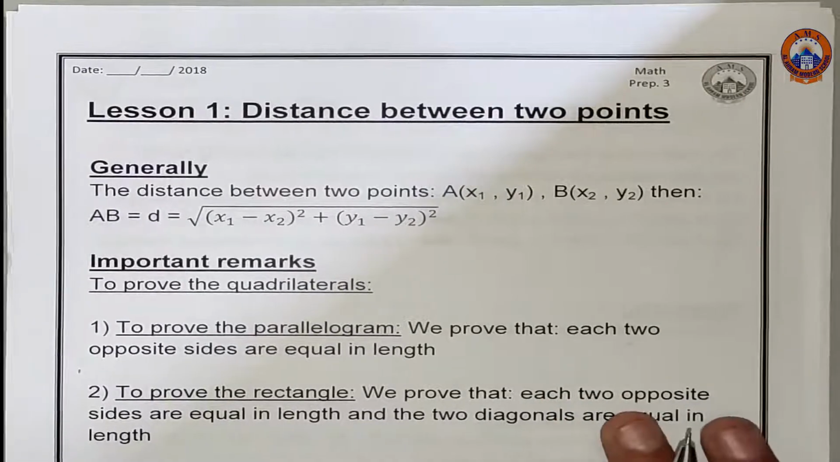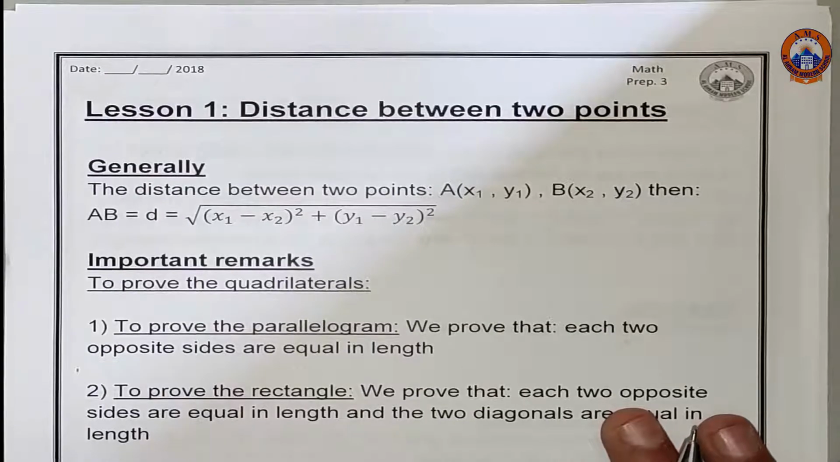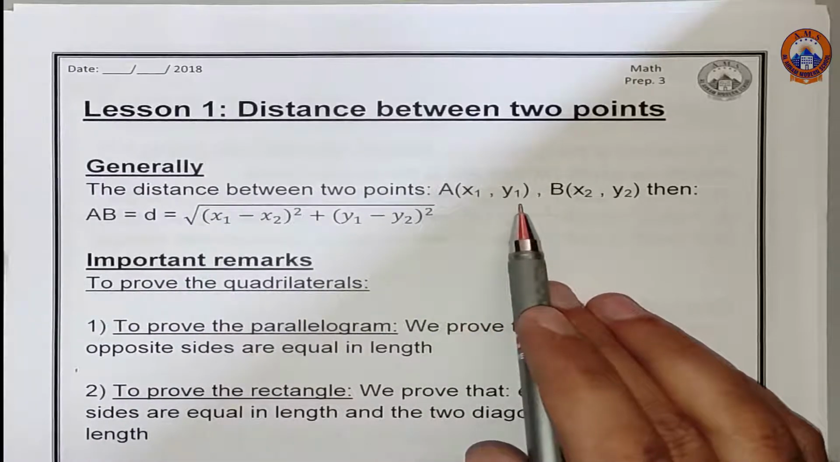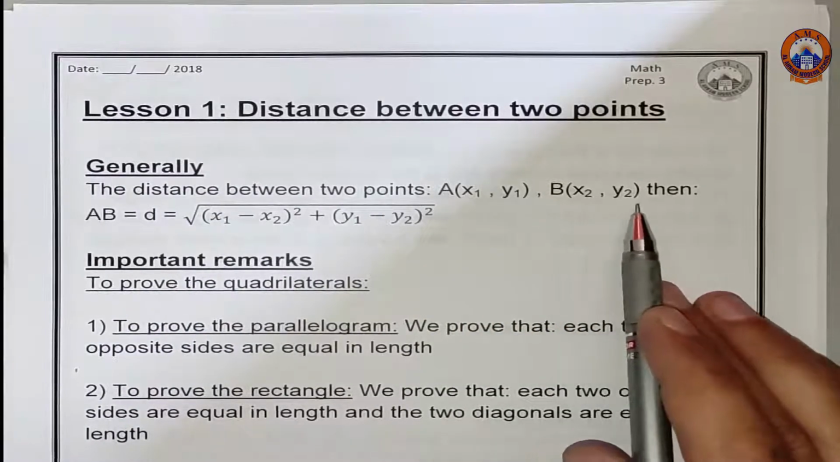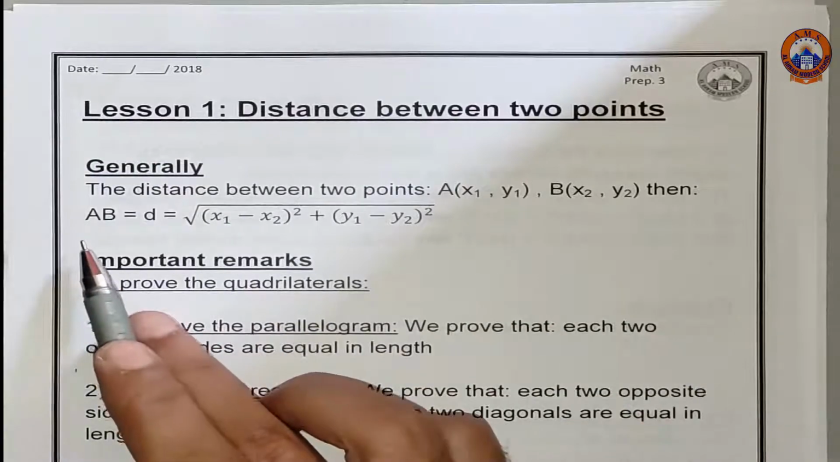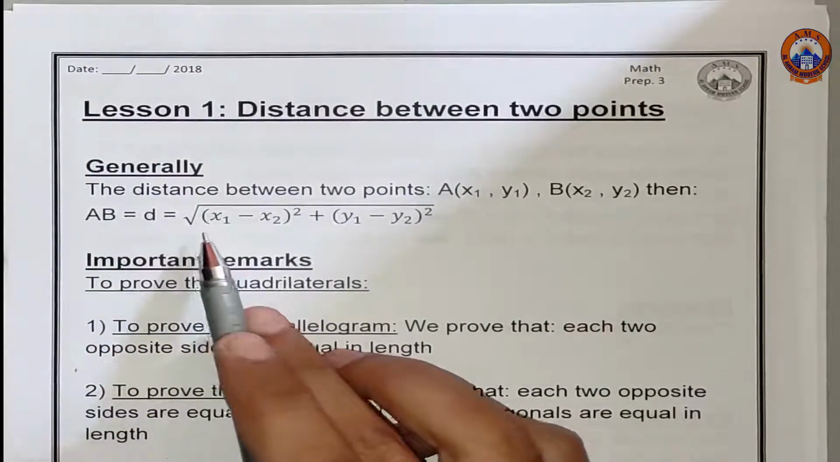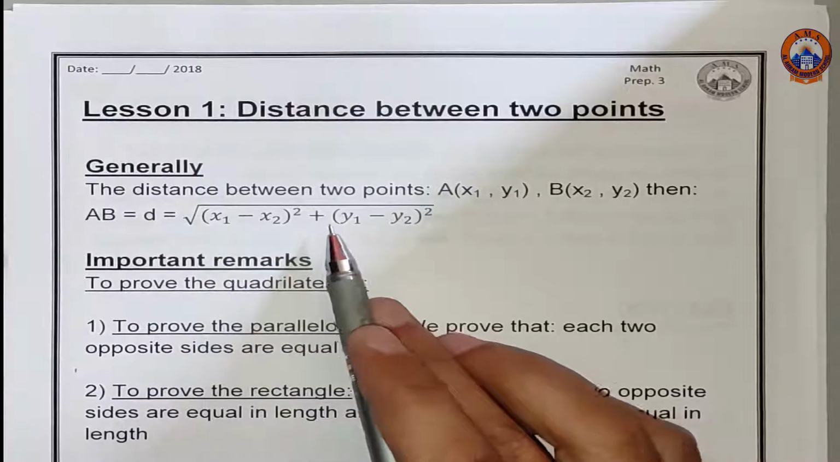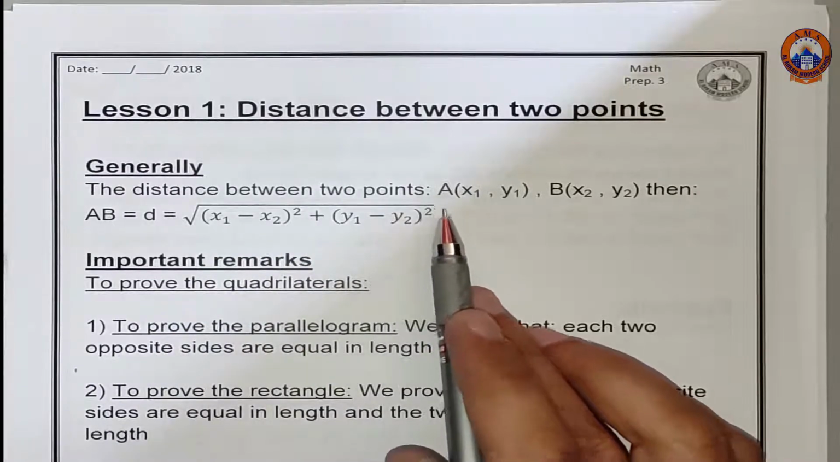Today we're going to take our first lesson in geometry, which is distance between 2 points. And our rule is, if you have a point A, which is x1 and y1, and the point B, which is x2 and y2, you can find the distance between A and B by making a square root of (x1 minus x2) all squared plus (y1 minus y2) all squared.